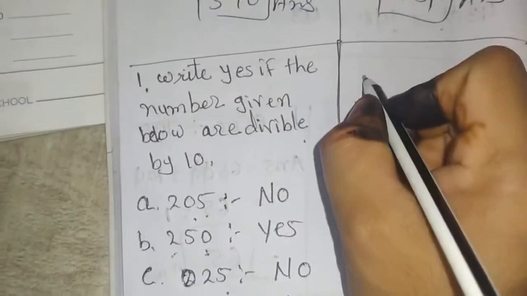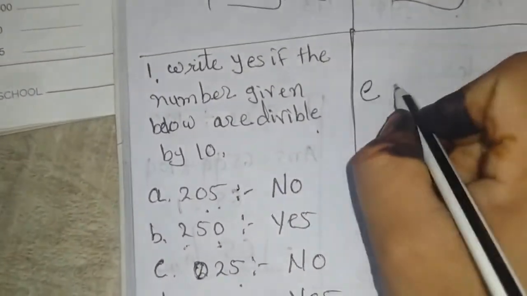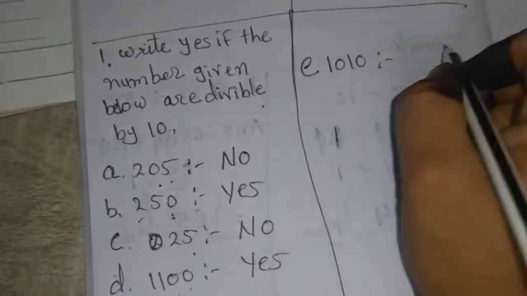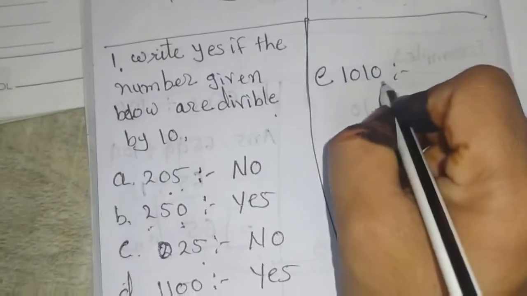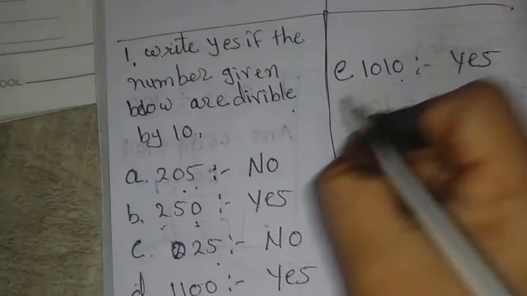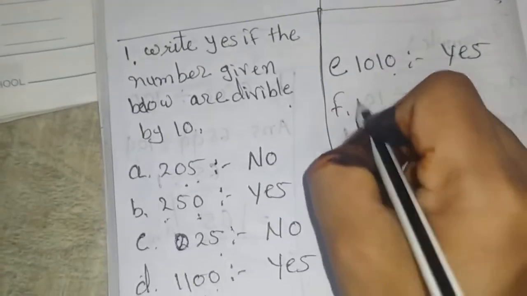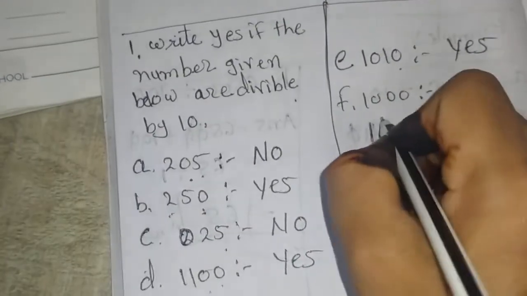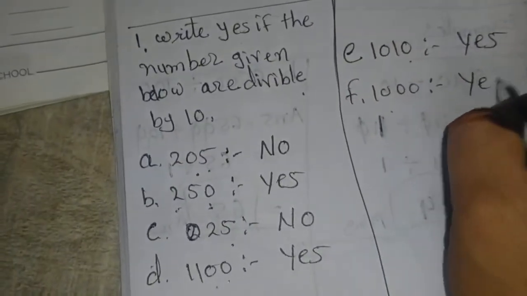Now E1 question, 1010. Okay students, so is division possible? Is 0 in the ones place? Yes. So here we have to write yes. F1 question, 1000. 1000 divided by 10 is possible. So here we have to write yes.